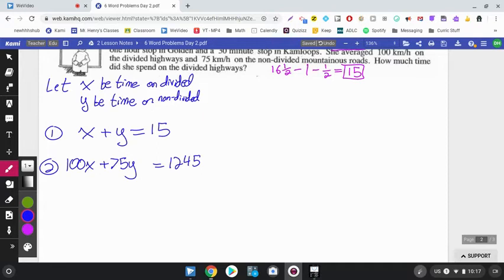Okay. Maybe I do this with substitution. Maybe I do elimination. Maybe I do graphically. It's set up pretty nicely to do elimination, but since we already did elimination today, I'll do substitution for this one.